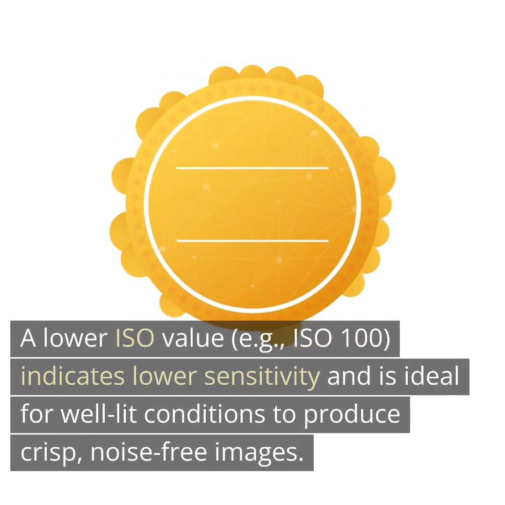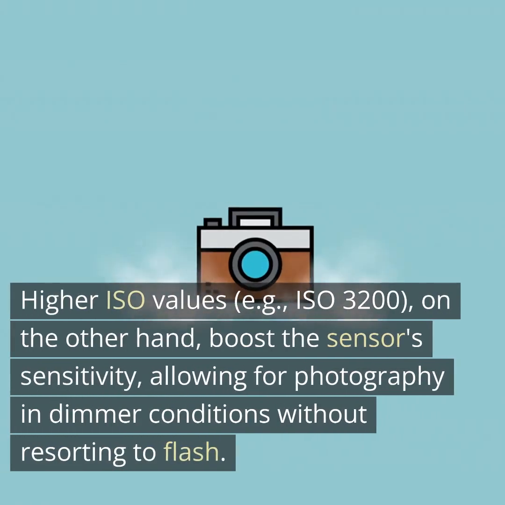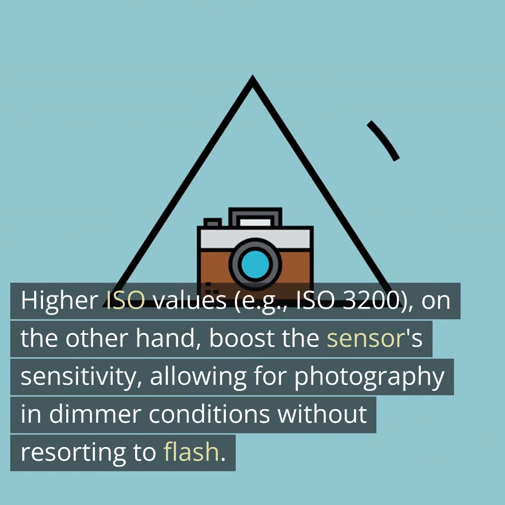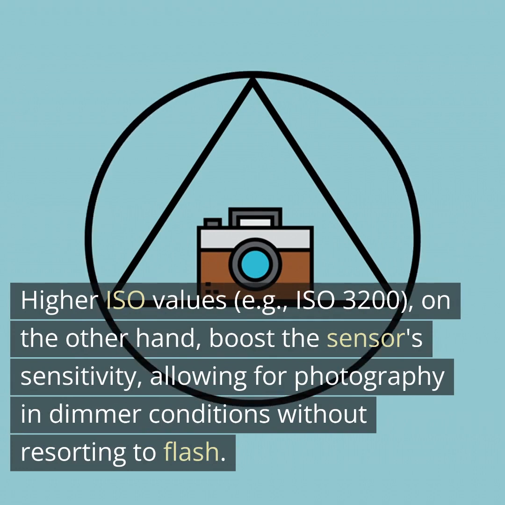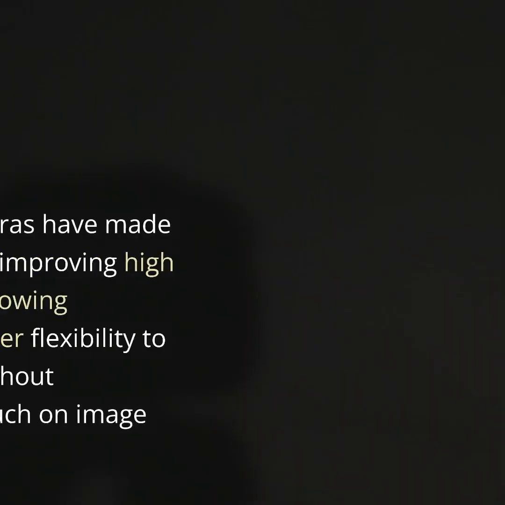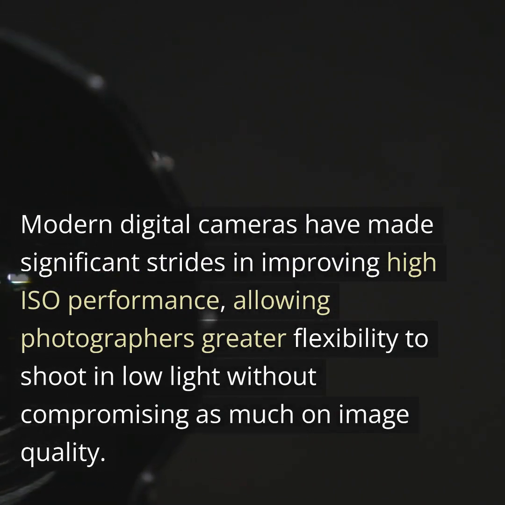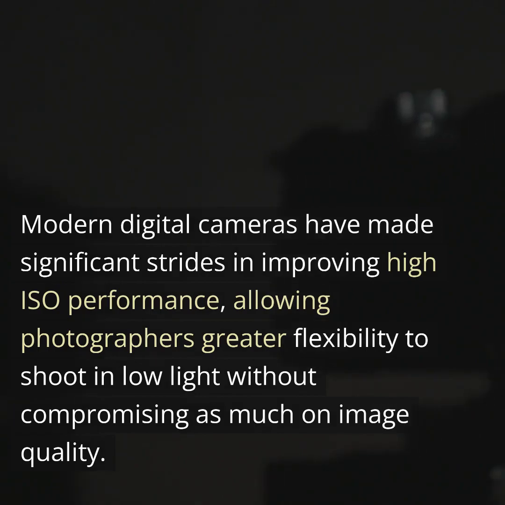A lower ISO value, e.g., ISO 100, indicates lower sensitivity and is ideal for well-lit conditions to produce crisp, noise-free images. Higher ISO values, e.g., ISO 3200, on the other hand, boost the sensor sensitivity, allowing for photography in dimmer conditions without resorting to flash. The trade-off, however, is an increased graininess or noise in the image. Modern digital cameras have made significant strides in improving high ISO performance, allowing photographers greater flexibility to shoot in low light without compromising as much on image quality.